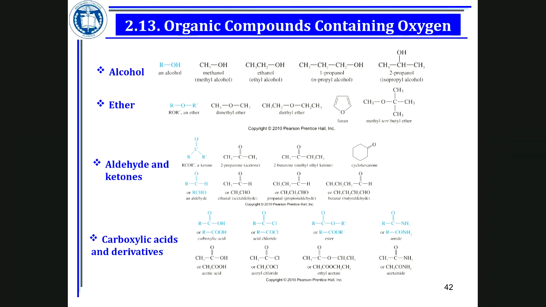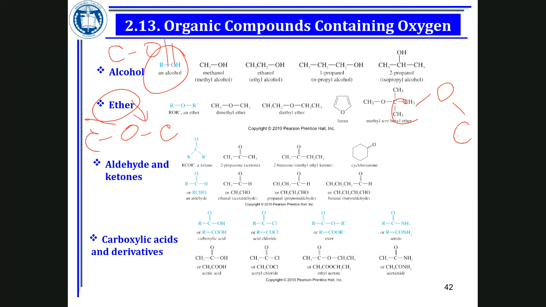Oxygen containing compounds: we have alcohol, which has OH. Ether is another functional group. Ether is a functional group where oxygen is attached to 2 carbons. This is the functional group for ether. So when you see oxygen single bonded to 2 carbons, 1 on each side, then it's ether. When you see OH attached to carbon, then it's the alcohol functional group.